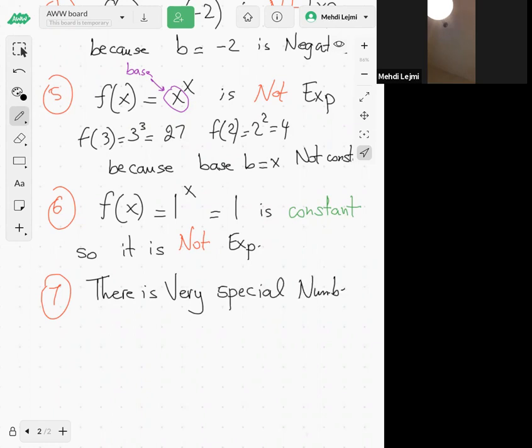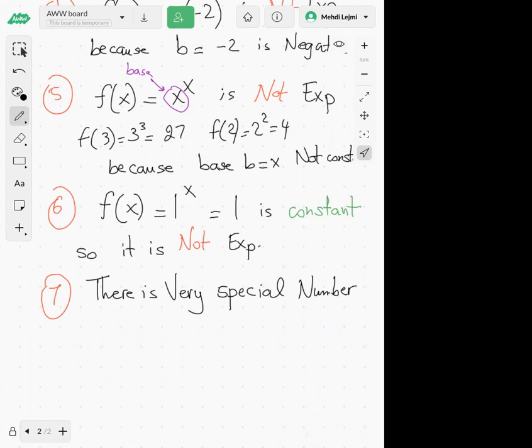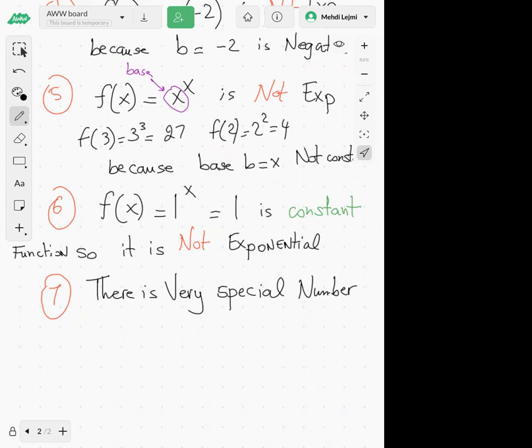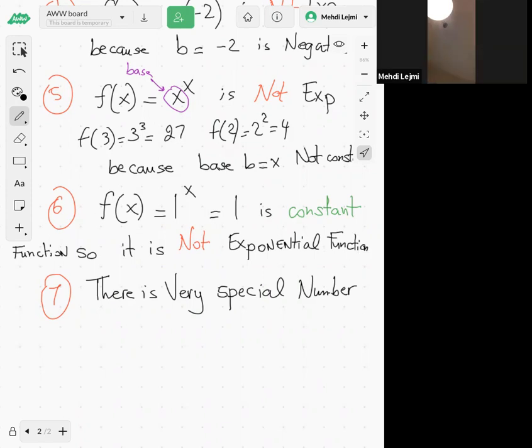For number 6, you put it's constant, it's not exponential? Yeah, it's not an exponential function. It's a constant function. I mean exponential, not just the exponent. Yeah, I was saying this is a very special number called the number e.